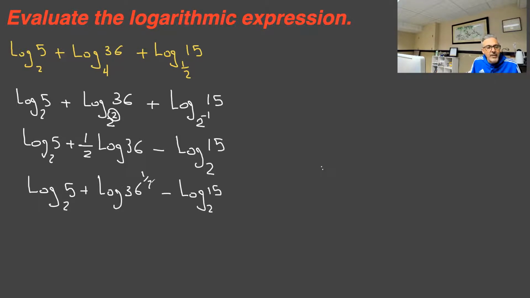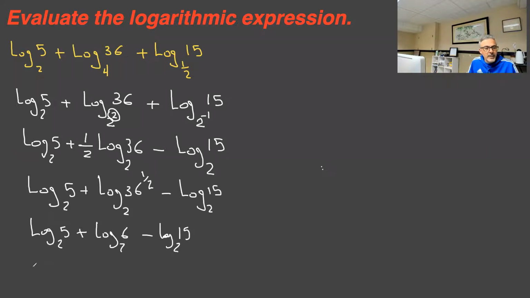Now the 1/2 here is the same as the square root. Anything raised to the power of 1/2 is the same as the square root of 36. And at this stage right here, you want to still change this to log base 2, 5, but change this 36 to the power of 1/2 to the square root of 36. So that becomes log base 2, 6 minus log base 2, 15.